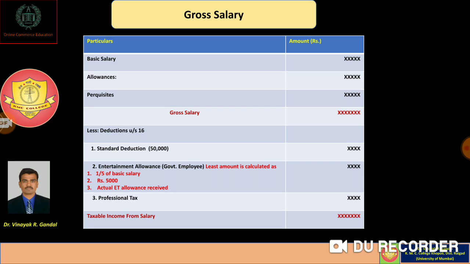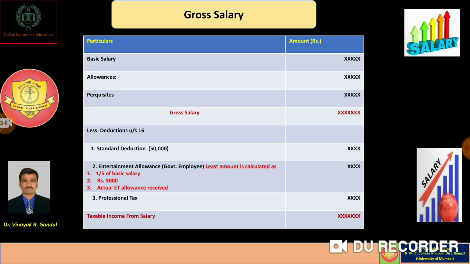And the third deduction which an employee gets is for making payments towards professional tax. Normally 2,500 is the professional tax which salary earners pay to the government. Okay, so whatever professional tax is paid by the employee to the government is allowable as a deduction under section 16. Once we consider all the deductions under section 16 and deduct them from the gross salary, we get the net taxable income from salary, which is normally chargeable to tax. Okay, so dear students, this is the general format for calculation of taxable salary income from the income tax point of view.